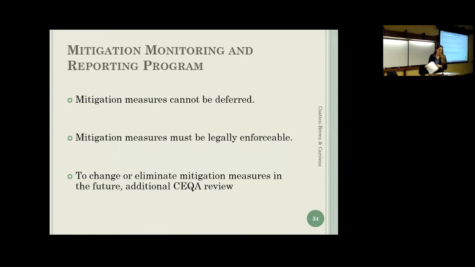And briefly, an additional component that needs to be adopted at the end of the process is the mitigation monitoring reporting program. And this is to ensure that those mitigation measures can't be deferred and that they're actually going to be enforced. So this is a plan for what the mitigation measures are to eliminate the impacts, who's responsible for enforcing them, when they are going to happen, and who is going to make them happen. And having that in place is intended to help ensure that these conditions are actually followed.